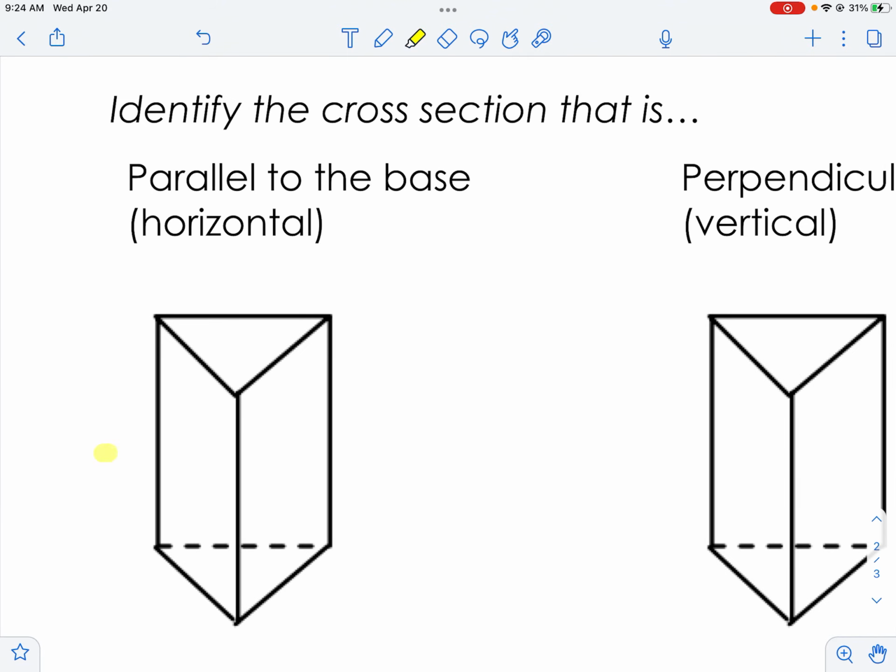This one says if we're going to go parallel to the base, so horizontally, well then really just ask yourself what shape is the base. And if we were going to have the cross section horizontally, well that would create a triangle.